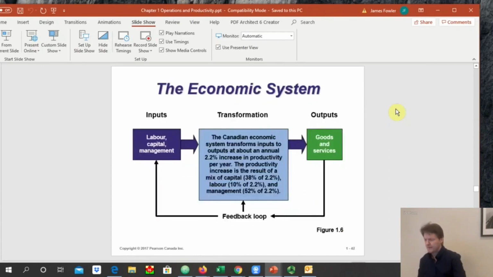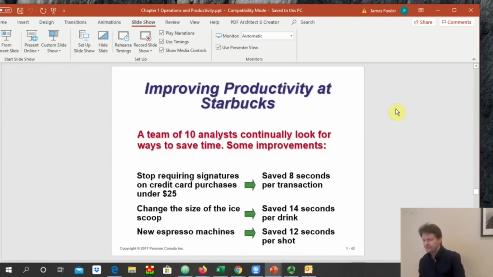Okay, so again, this is just sort of a quick graph. We talk about operations management. The core objective is converting inputs into outputs. We're going to make a little reference here, as I mentioned earlier, to Starbucks. So this is quite interesting.